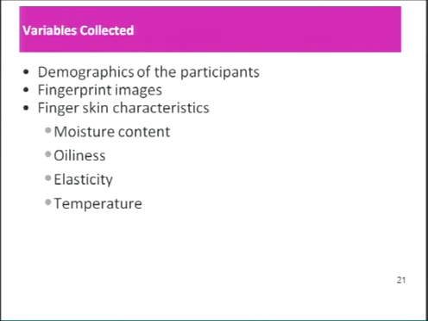So in terms of the variables that were collected for the study, we collected the demographics of the participants, age, gender, and their ethnicity, and what they would say is a wear and tear on their finger. Their own subjective criteria was used. We collected the fingerprint images from the 9 different sensors and collected the finger skin characteristics, like I mentioned earlier.